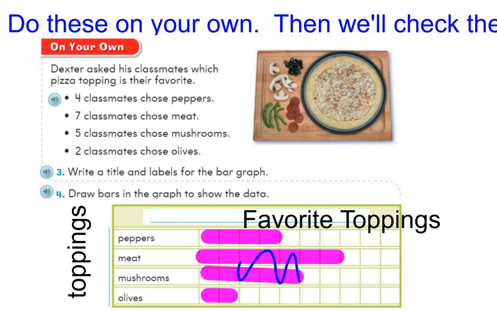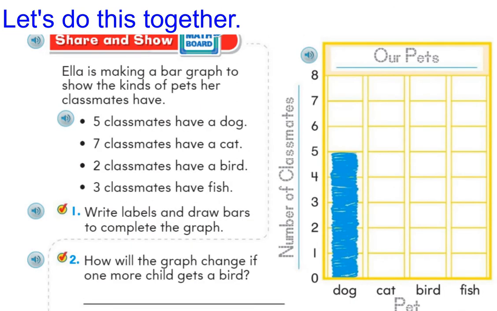So we're going to move on to the next slide. We have a pets graph. It says Ella is making a bar graph to show the kinds of pets her classmates have. So she titled it Our Pets. These are the number of classmates that she asked. And the choices they had were dog, cat, bird, and fish. And they labeled that down here with their pets, the kinds of pets that they have.